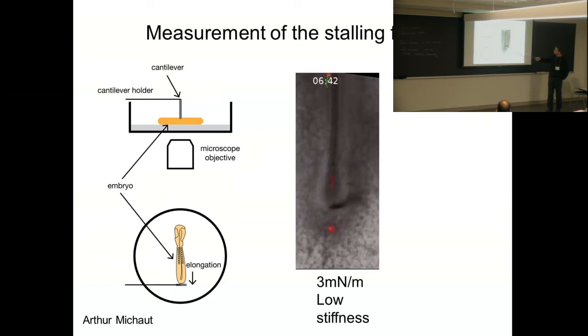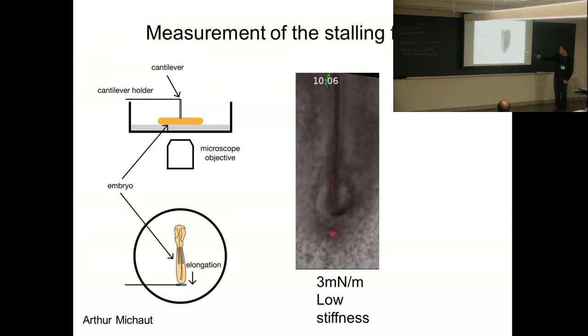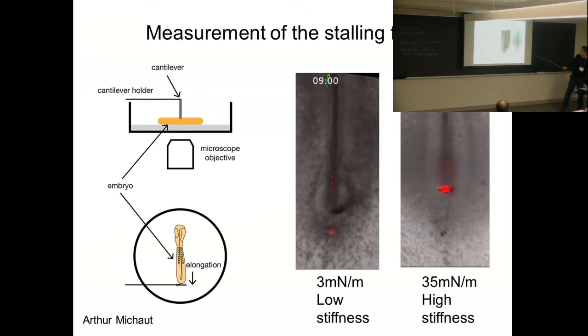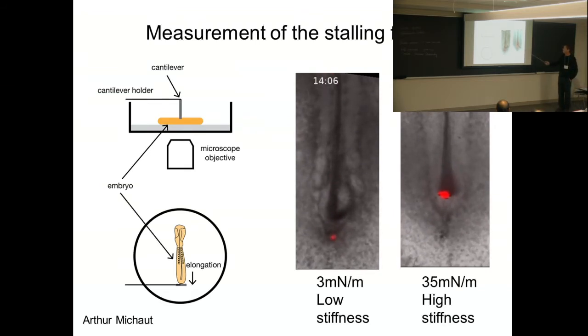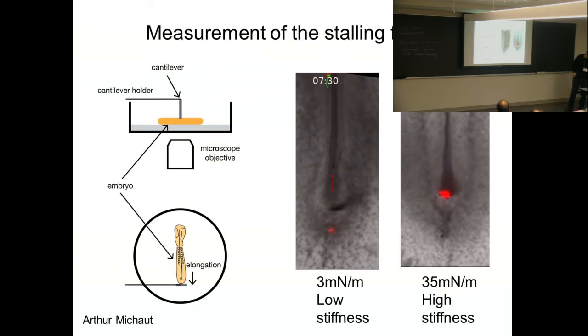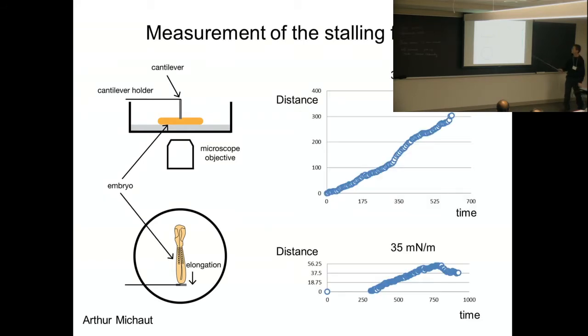This is one such cantilever. This is the tip of the embryo, the elongating paraxial mesoderm precursor, which I just showed a bit earlier. And this is just the red dot to monitor the elongation. And so then he could track the displacement of the cantilever. And so you see that when you use a 3 millinewton per meter stiffness cantilever, then you have not much of an impact on the elongation. But now if you use a cantilever of higher stiffness, then what you see is that the embryo is essentially stalled. And so in this way, he was able to identify the stalling force, which is produced by these embryos.